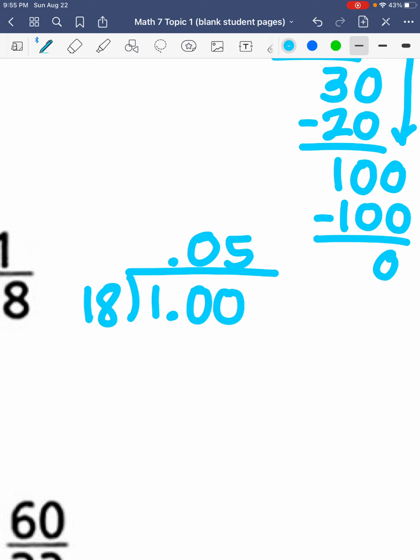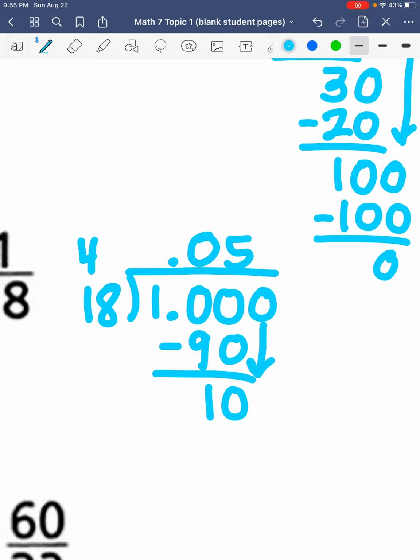So 5 times 8 is 40. 5 times 1 is 5 plus 4 is 9. So I get 90. When I subtract, I'm going to get 10, and I'm going to add a 0 and bring that down. Okay, so I'm back in the same place.